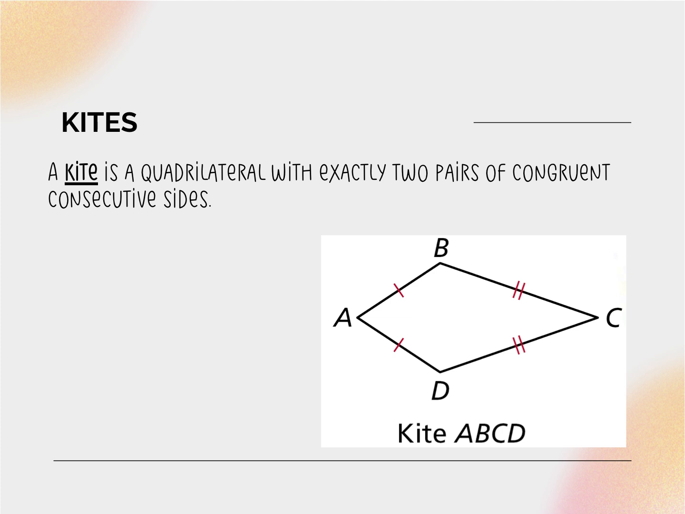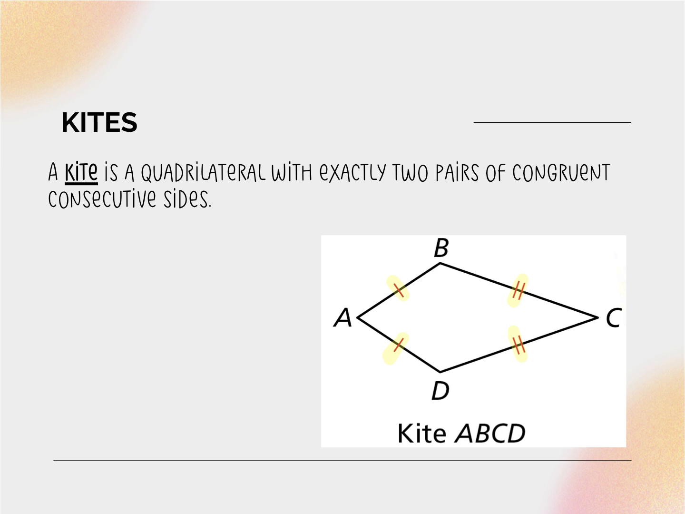All right, looking at kites. A kite is a quadrilateral with exactly 2 pairs of congruent consecutive sides. So looking at my kite, which sides are congruent? These sides are congruent, as well as these. Again, do not get these mixed up with parallelograms, where opposite sides are congruent. These are not opposite sides.